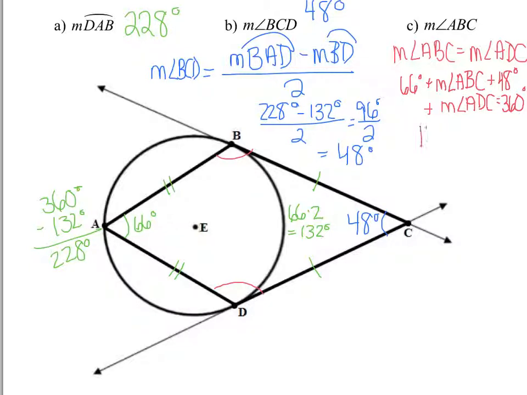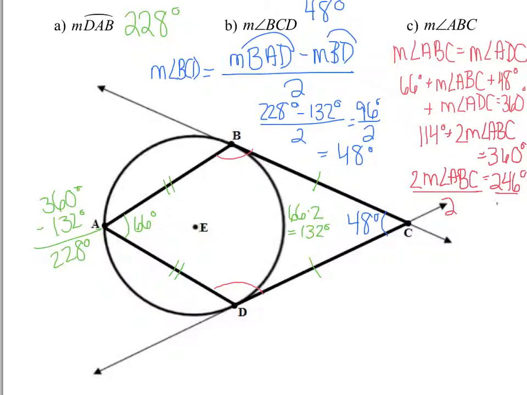66 plus 48 is 114 degrees, and we know that this angle is equal to this angle. So I can take 2 of those angles, and they're going to add up to 360 degrees. If I subtract 114 on each side, 2 times the measure of angle ABC is going to equal 246 degrees, and then I can divide by 2, and the measure of angle ABC equals 123 degrees. So that's how we get this final answer of 123 degrees.